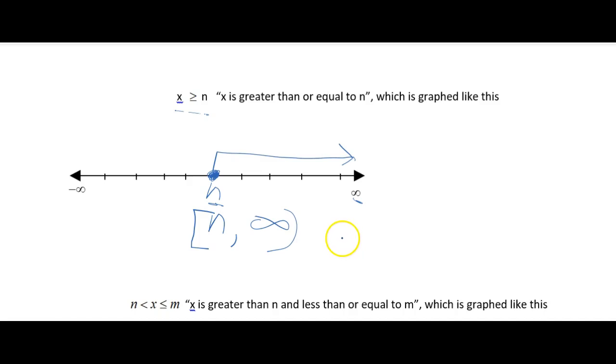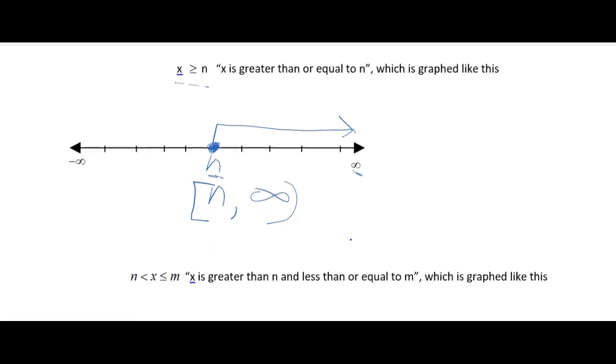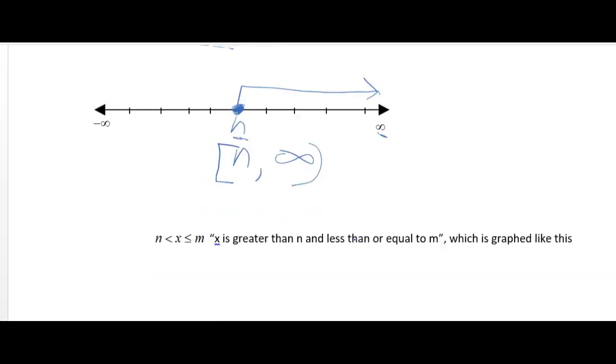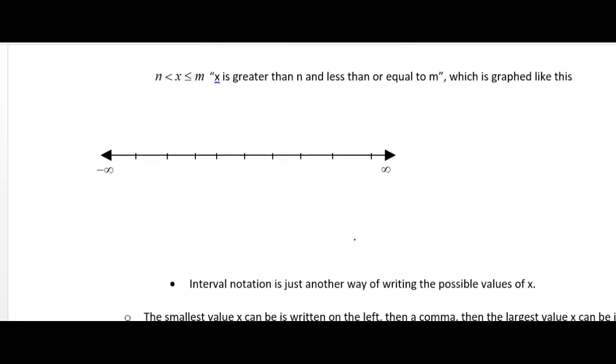In the next example, our values are between two numbers. We have two concrete endpoints that we actually understand a little better than infinity. So what if I came up with a solution that said n is less than x, which is less than or equal to m. This really just means x is between n and m, but can't be n but could be equal to m.